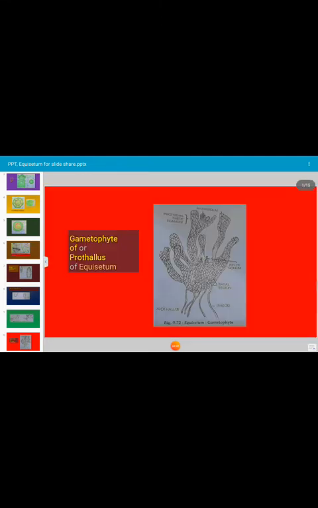Next to that, this is the photograph of gametophyte of Equisetum. How is the gametophyte formed? Equisetum produces only one type of spore. These spores, after germination, produce gametophytic plant. The gametophyte of Equisetum is thalloid. The lower portion is thallus-like and the upper portion slightly branched, and in the notches of the branches the antherozoids, that is male gamete, and archegonia, that is female gametes, are developed. This is the photograph of gametophyte of Equisetum.